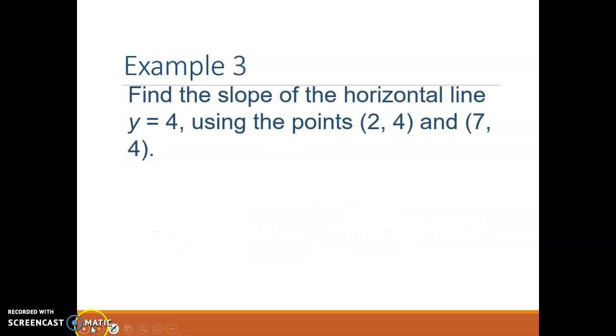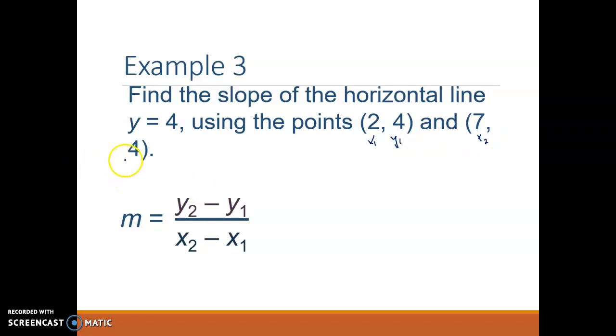Let's find the slope of the horizontal line y equals 4 using the points (2, 4) and (7, 4). So let's go ahead and label our points here: x1, y1, x2, y2. That's our first step. Second step is to write the formula. We will write the formula every time so that we can remember it. M equals y2 minus y1 over x2 minus x1.